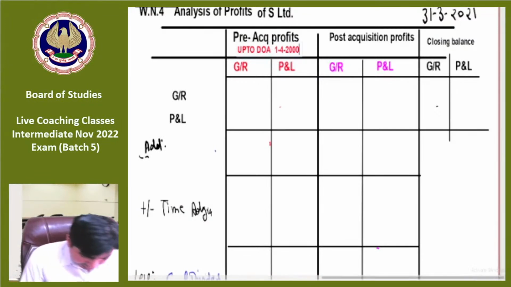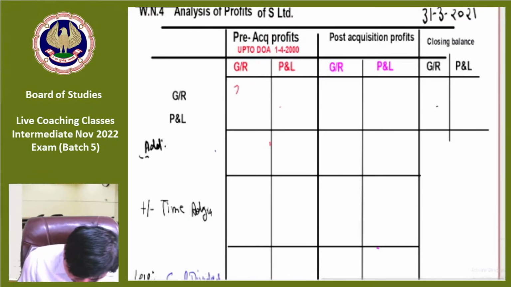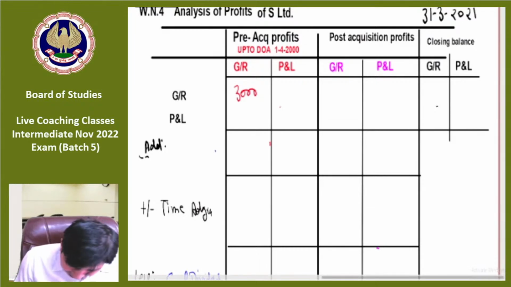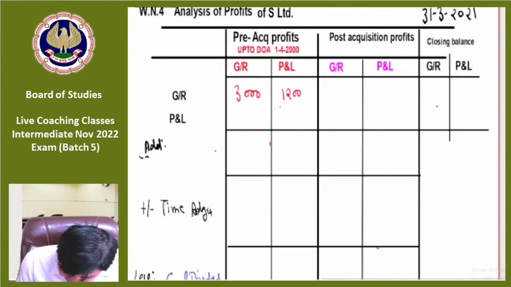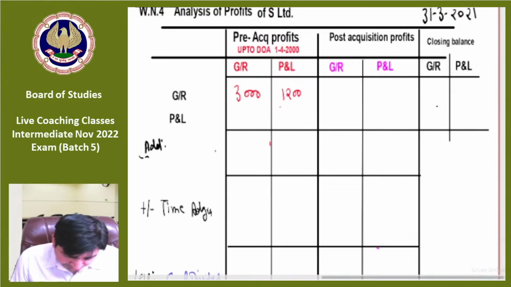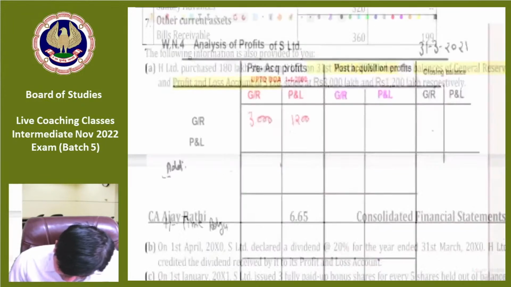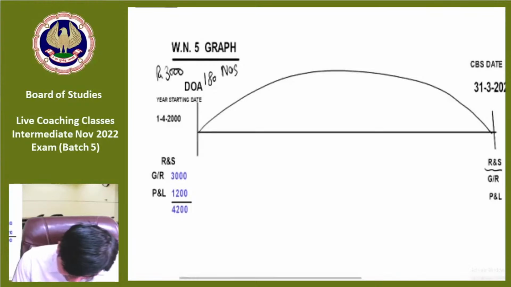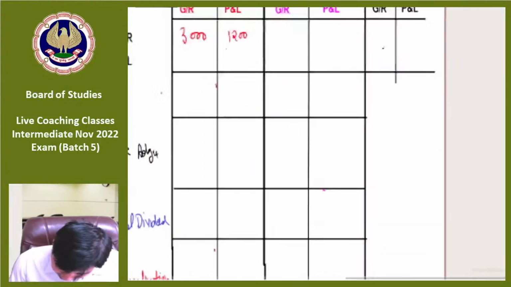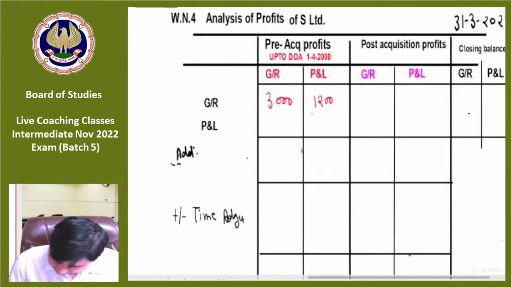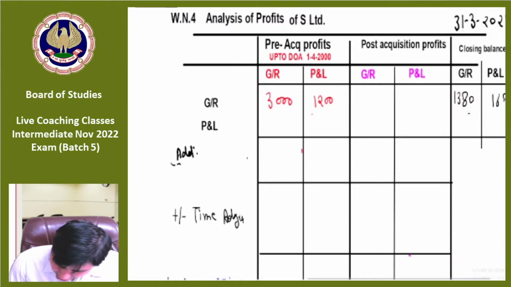1/4/2000. Okay. So 3000 is the opening balance for this, and 1200 lakhs is here as an opening balance. And what is the closing balance for reserve and surplus, general reserve? It was on the graph, that is 1380. Okay, 1380 and 1620. 1380 and 1620. Sir, how are you writing here?